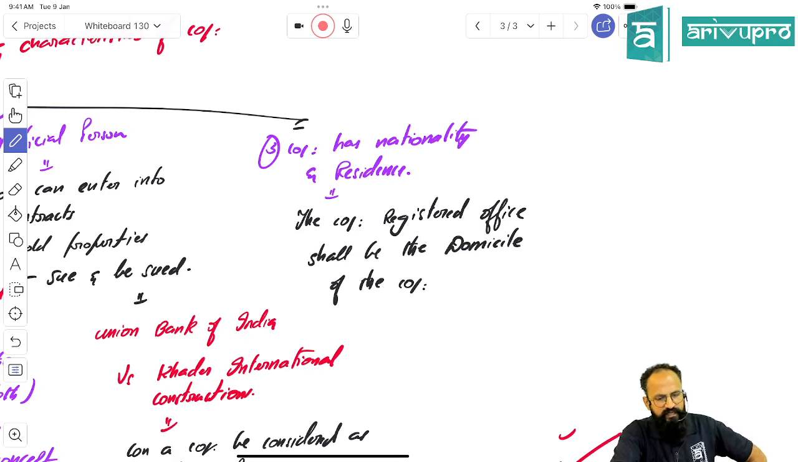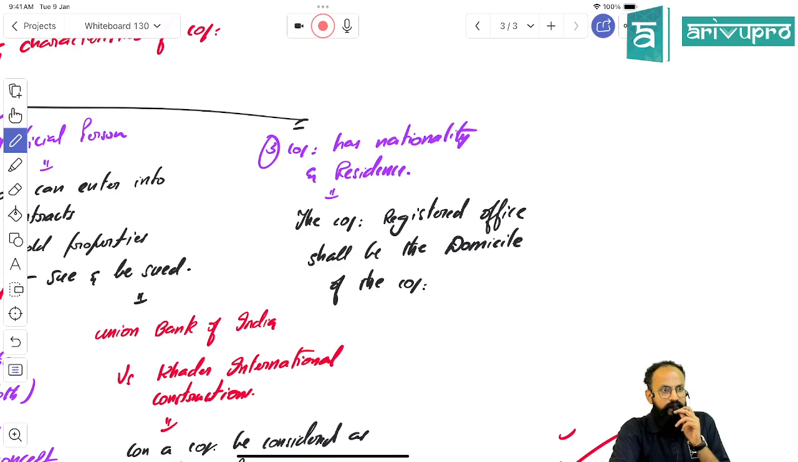Company has nationality and residence. The company's registered office shall be the domicile of the company. Domicile is nothing but your permanent residence, where you stay. So for a company, do you have residence? The answer is yes. Wherever your registered office is, that is where you are considered as a resident of that particular place. Clear?